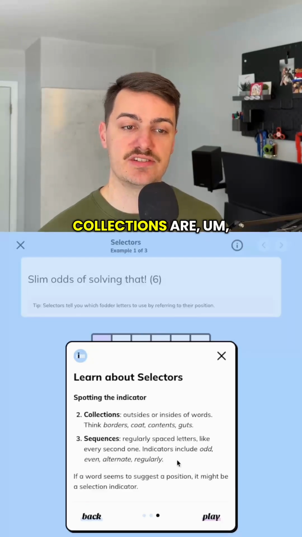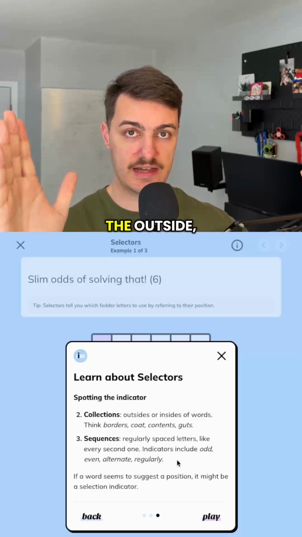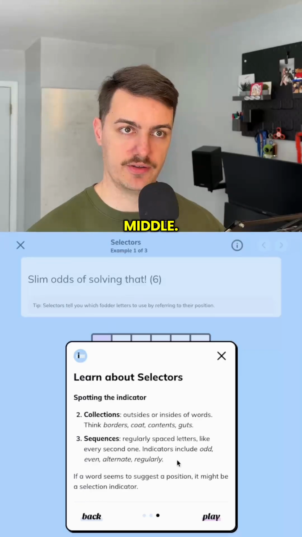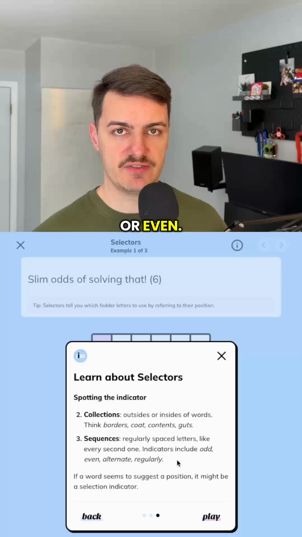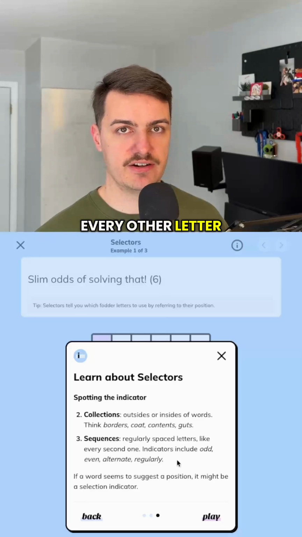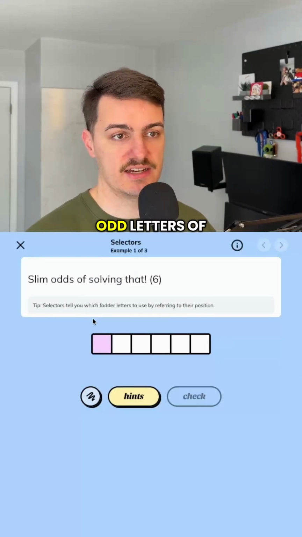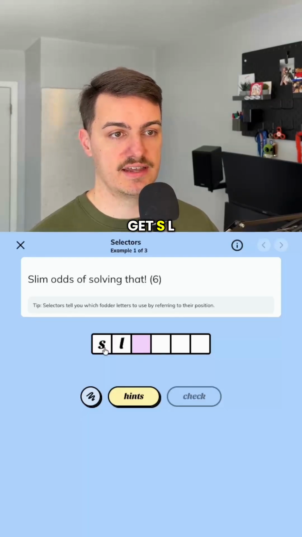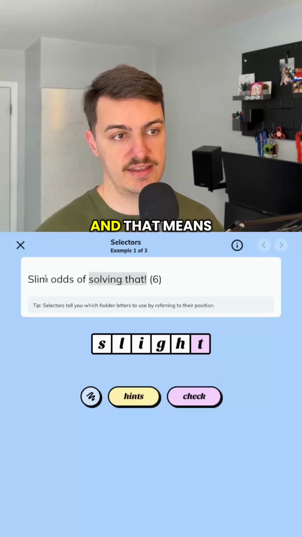And then collections are outsides or insides of words, which could be the first 2 letters on the outside, or maybe the middle, where you trim off the 2 outside letters, those types of things. And then sequences are usually odd or even, which tell you to take every other letter, and that will form your answer. This clue is an example of that. So we will be taking the odd letters of "solving that" and get SLIGHT, which means slim.